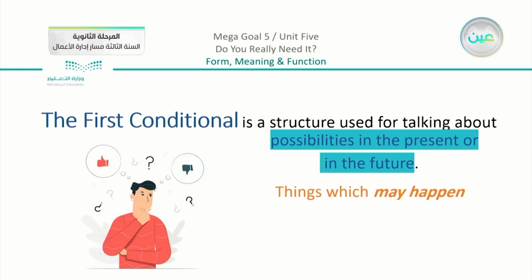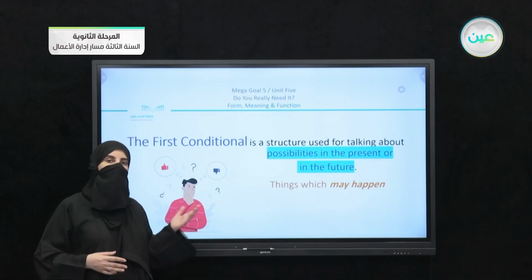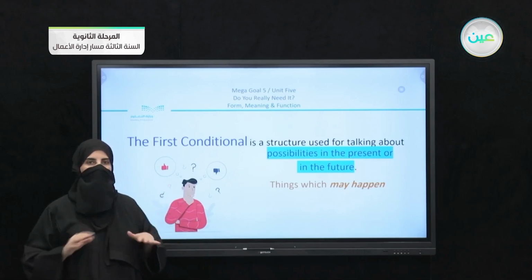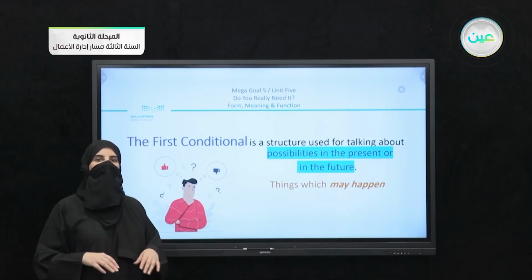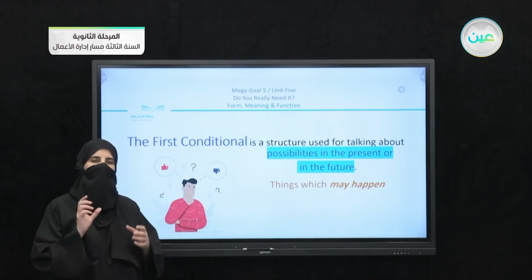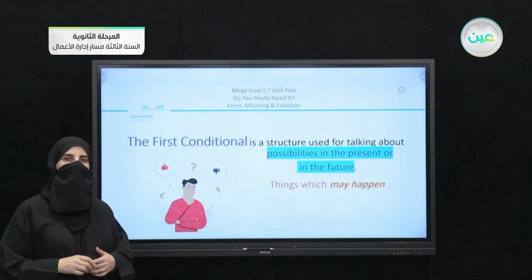Now put in mind that there are possibilities. So we are talking about things that may happen. They may happen, they may not. So when there is a possibility, you know that there is a difference from the zero conditional, because the zero conditional is something that is a fact, it is a truth. There is zero possibility. But in the first conditional, there is a kind of possibility here.